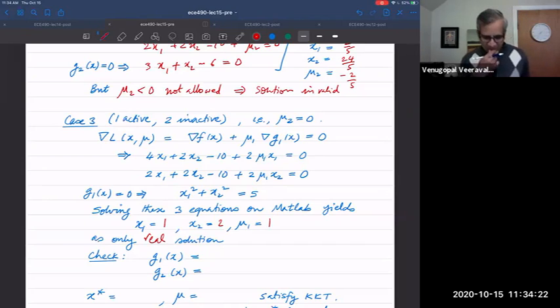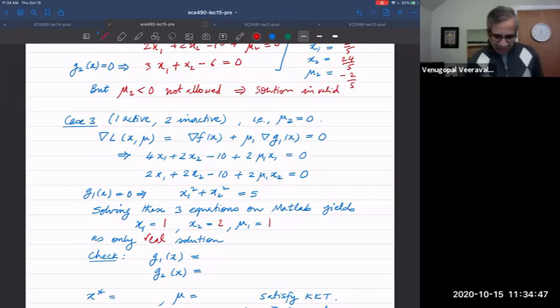Now this solution seems promising. First of all, mu1 is equal to 1, so it's not negative at least. Okay. So now we need to check the complementary slackness conditions, which are obviously satisfied. Mu2 is 0, and mu1 times g1 is 0, obviously, because g1 is 0 in this setting.